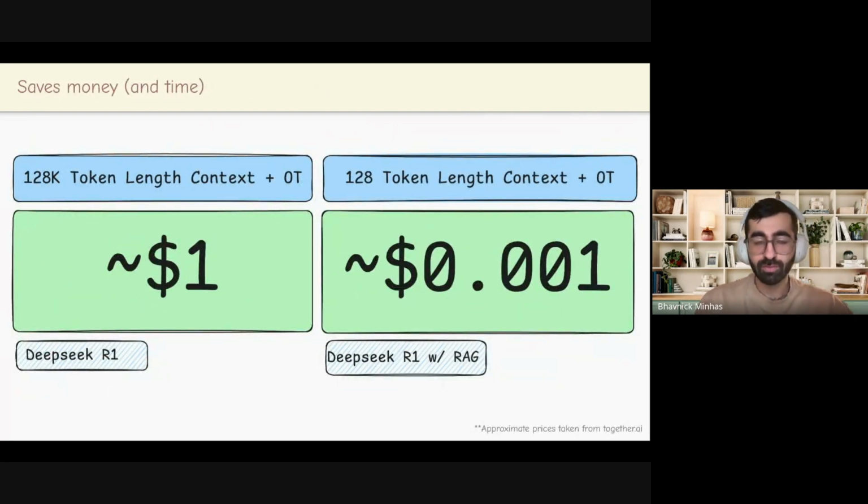And it saves money and time because of input tokens. And the small difference, if you're really good at spotting the differences on the left and the right, is that 128K is 128,000 tokens, and that's 128 tokens. This is just an illustrative diagram. But essentially, input tokens do cost money, and most places would charge you the same amount of money for the input and the output tokens.